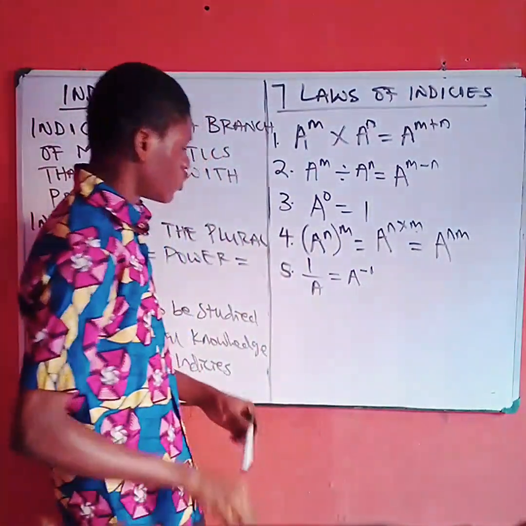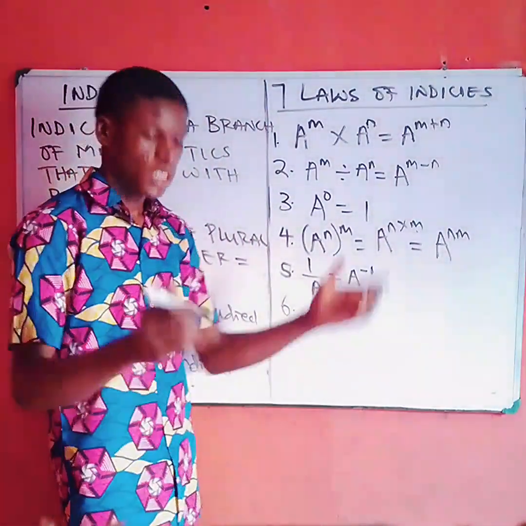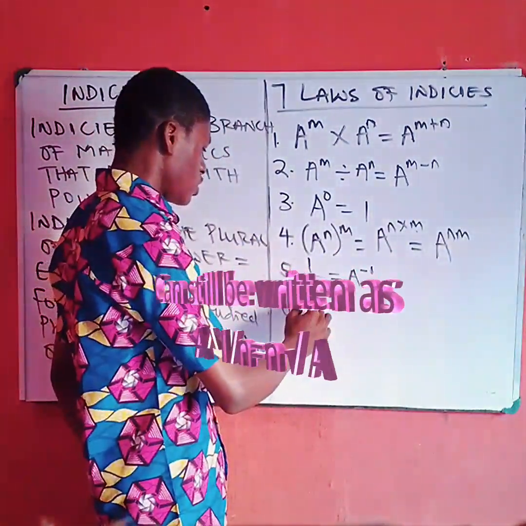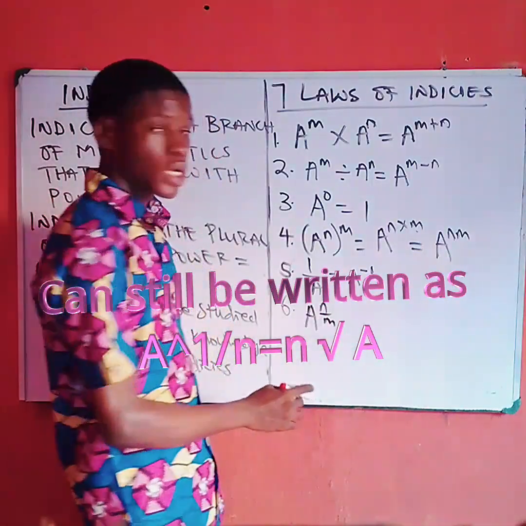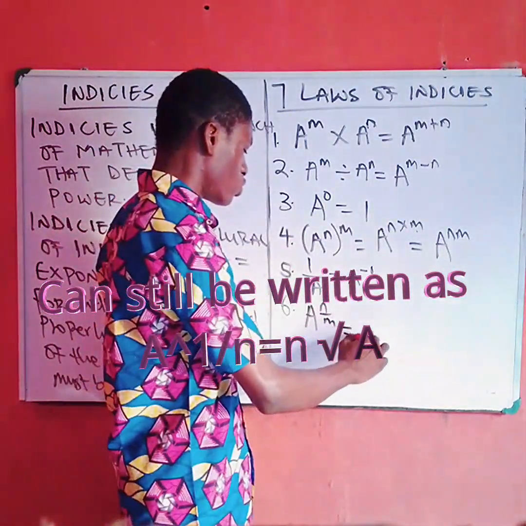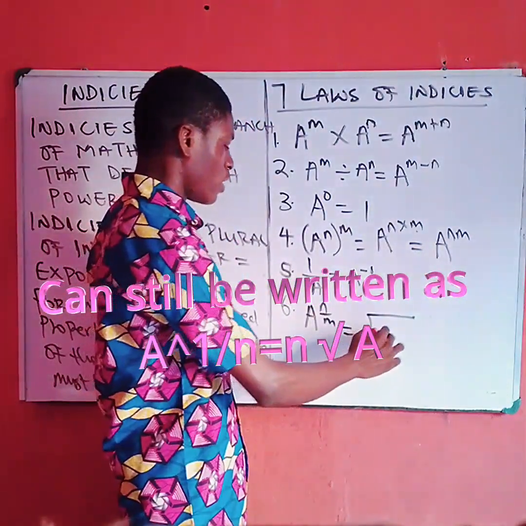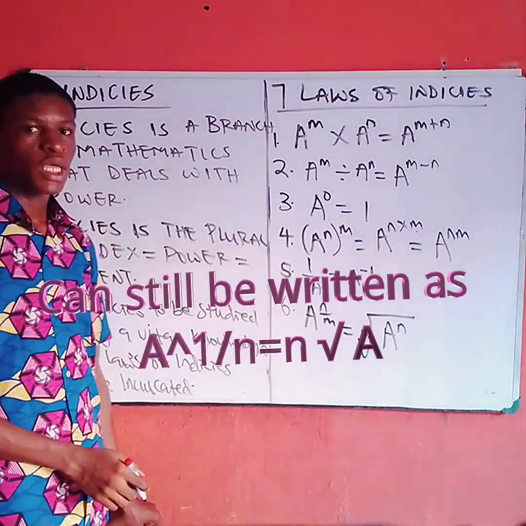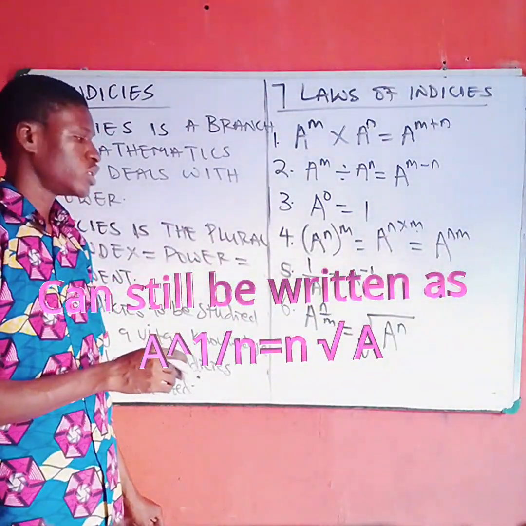All right, so number 6. We have a raised to the power of m over n is equal to the nth root of a raised to the power of m. So that's number 6, the law of indices.